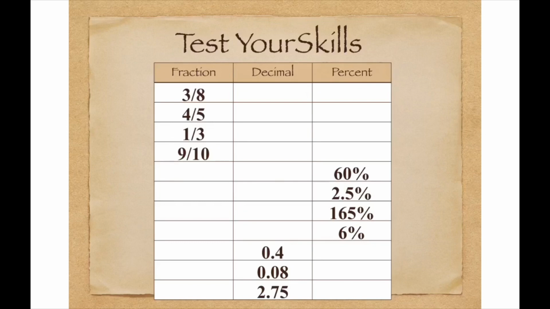We've got a group of percents. You can go from percents to fractions. You can go from percents to decimals. And lastly, we've got some decimals. You can go from decimals to percents or decimals to fractions and fill in this chart gradually.